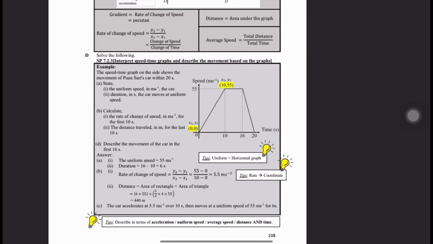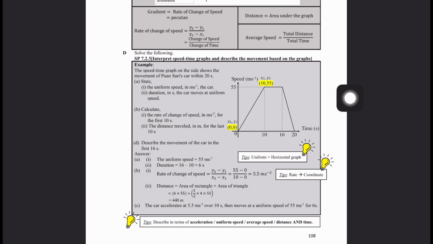Okay, so next let's look at D. D we have, solve the following. So 7.2.3, which is interpret speed time graph and describe the movement based on the graph.